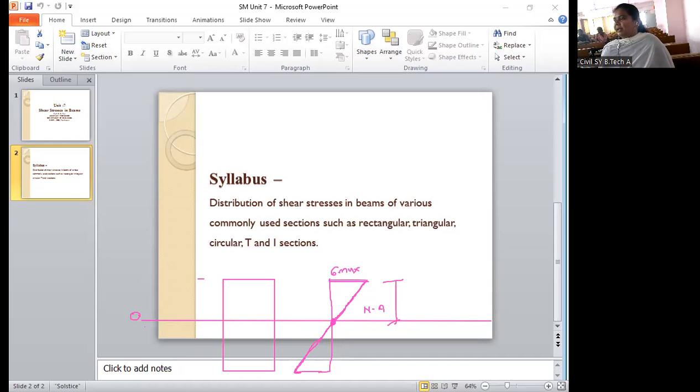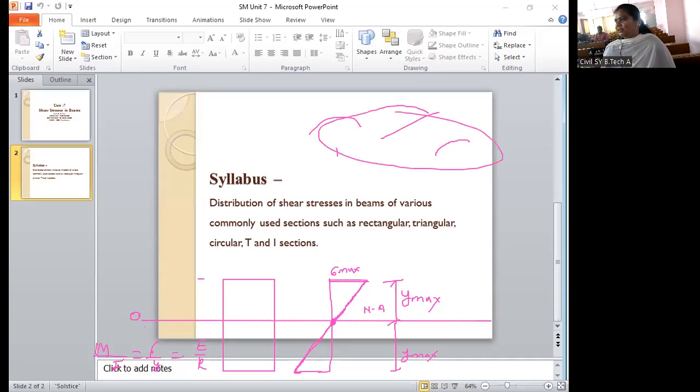This distance is y max. Again, this distance is y max. Our flexure formula is with you, M by I equals sigma by y equals E upon R. So from this, you tell me why we have drawn this inclined straight line. Already we have discussed how to draw bending moment and shear force diagrams for point load and uniformly distributed load: when we will draw a curve, when a straight line, when a cubic polynomial. So I'm giving a hint. By using these hints, you tell me why we have drawn this line as an inclined straight line.